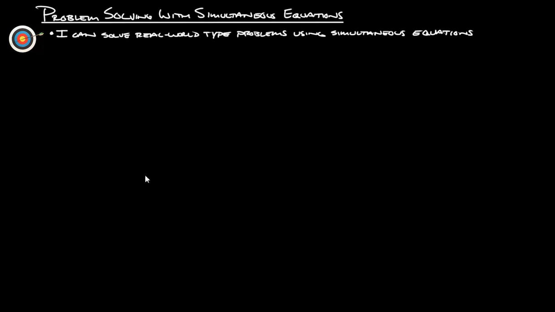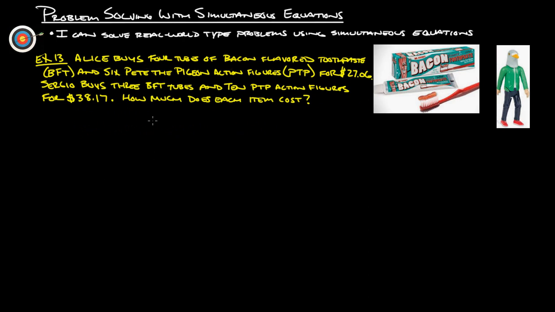Okay, so let's take a look at an example here. Example 13. Alice buys 4 tubes of bacon-flavored toothpaste, BFT, and 6 Pete the Pigeon action figures, PTP, for $27.06. Okay. Sergio buys 3 bacon-flavored toothpaste tubes and 10 Pete the Pigeon action figures for $38.17. How much does each item cost? So let's do this. First thing we want to do is we want to assign some variables.